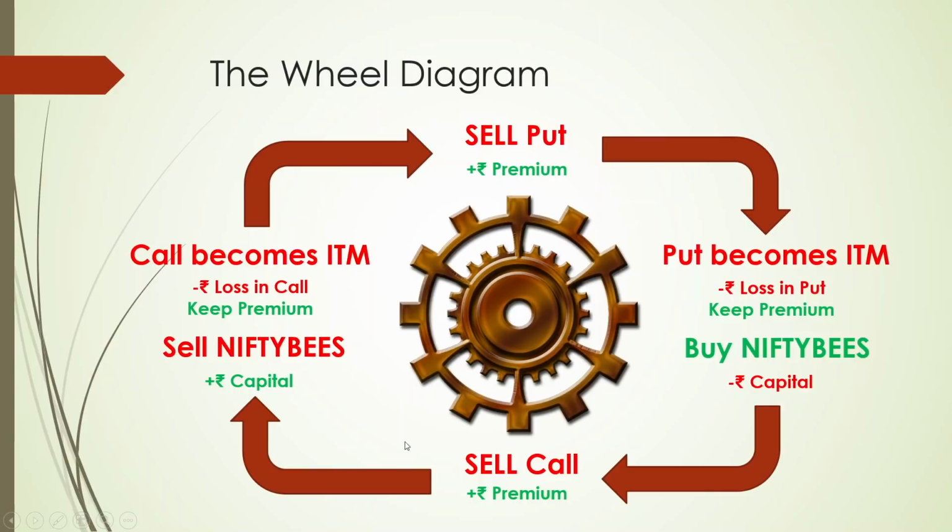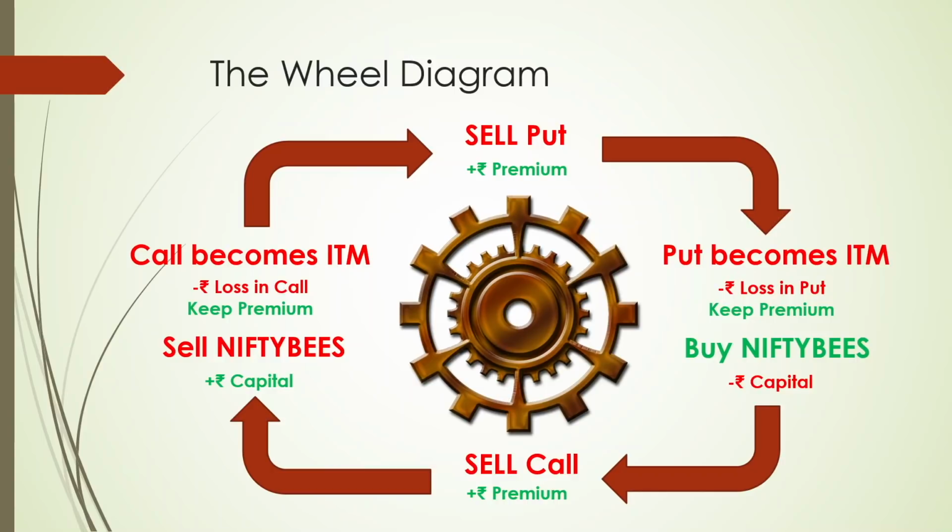This wheel will keep on turning every week. If the put is expiring OTM, we don't go to the next step. We again go back and sell a put. Here again the same. Once you are selling a call and if the call expires OTM, then we don't go to the next step. We will be again selling the call. Okay. So I hope you have understood the wheel concept.